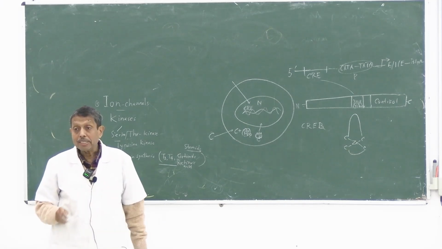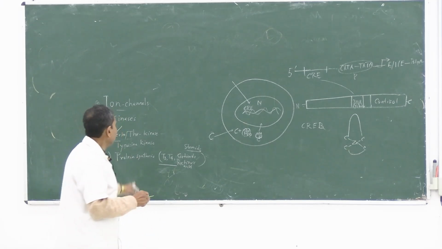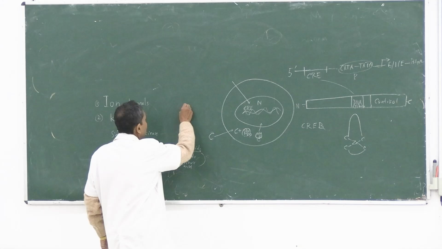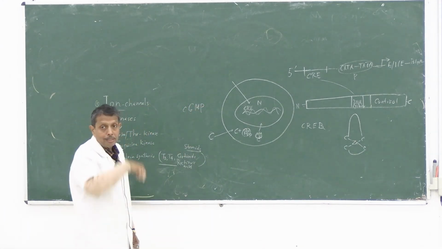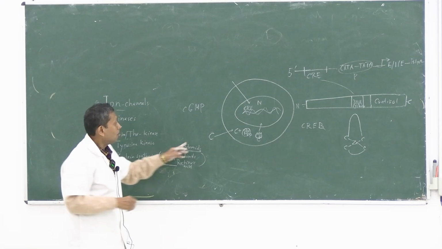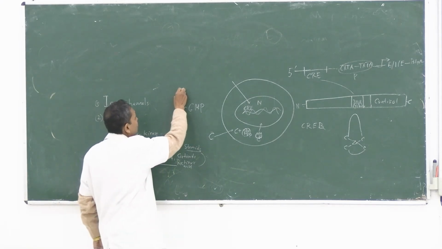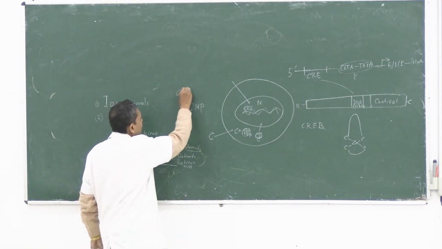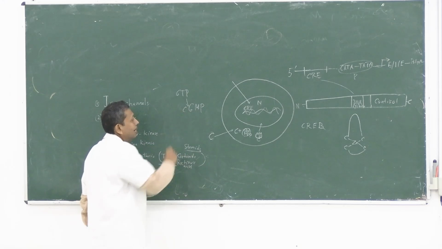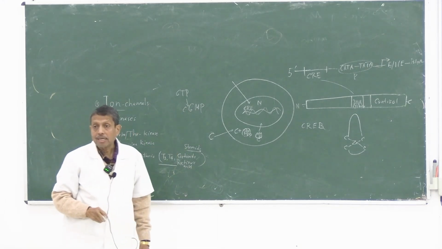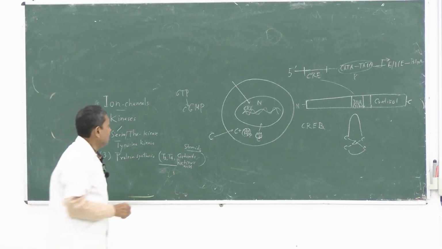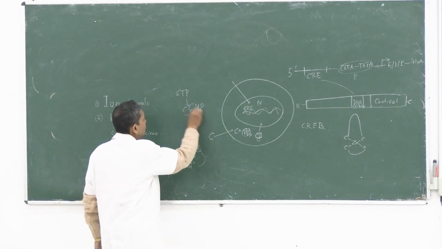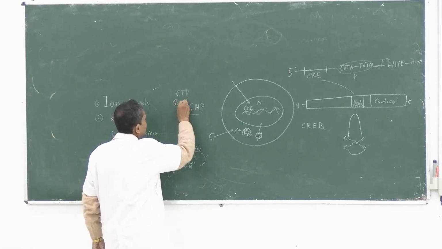There are 5 minutes remaining, and another important mechanism is cyclic GMP. From GTP, cyclic GMP is produced by guanylate cyclase.